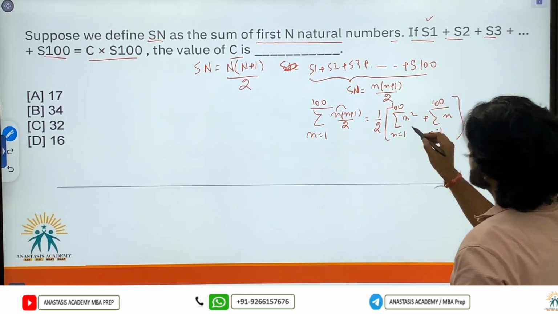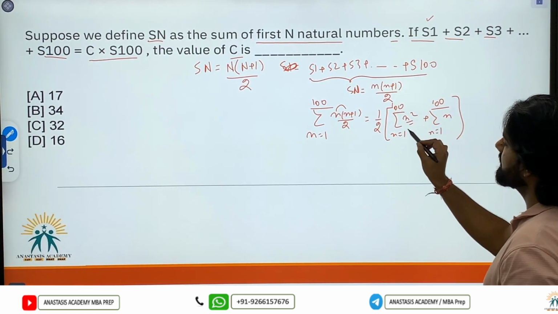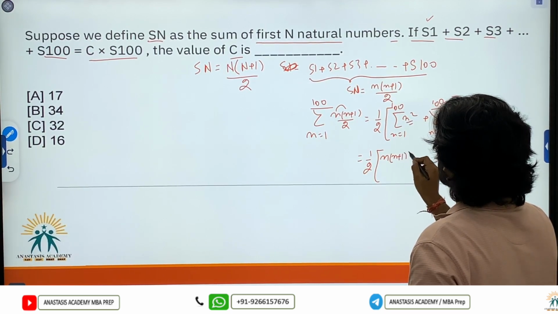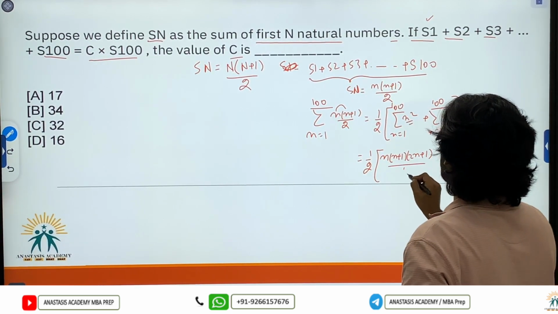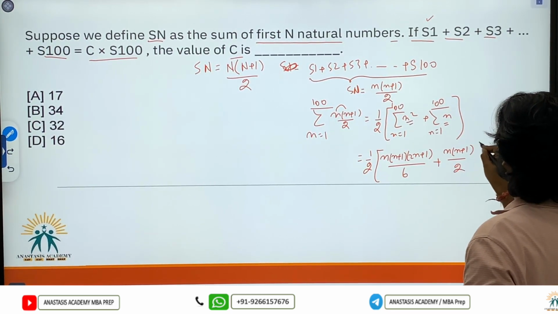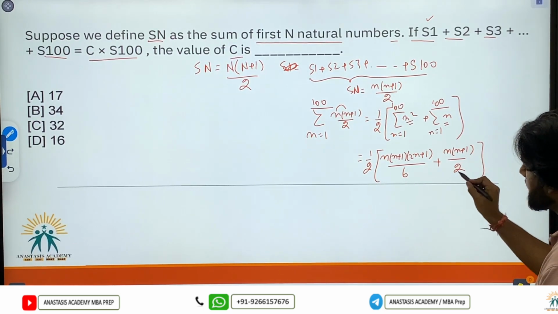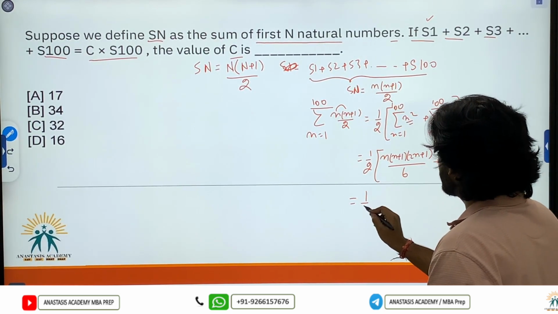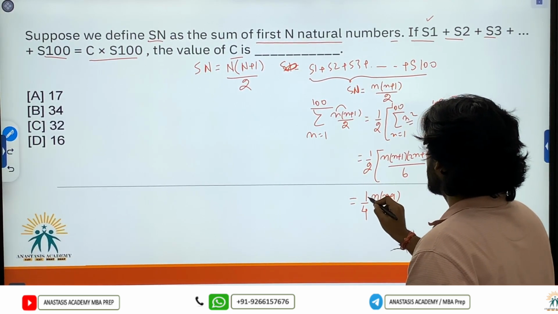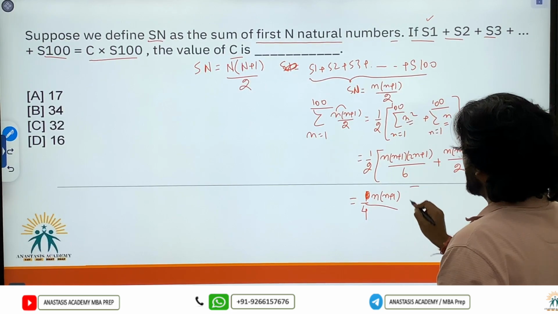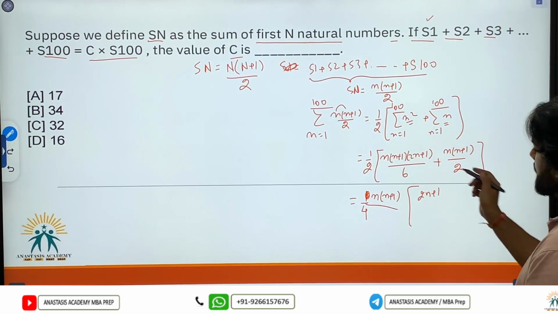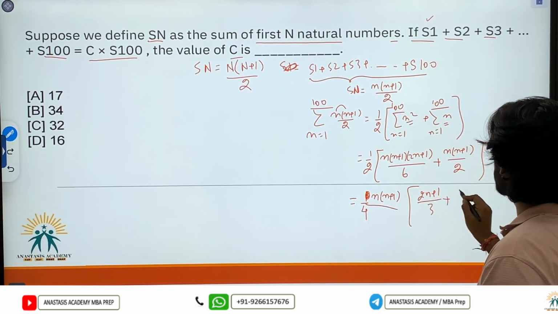I know this is the sum of squares of first 100 natural numbers, which is given by n(n+1)(2n+1)/6, and this is the sum of first n natural numbers, which is given by n(n+1)/2. I can take n(n+1)/2 as common, so it becomes 1/4 times n(n+1), and what is left is (2n+1)/3 plus 1, since I have taken this 2 common.